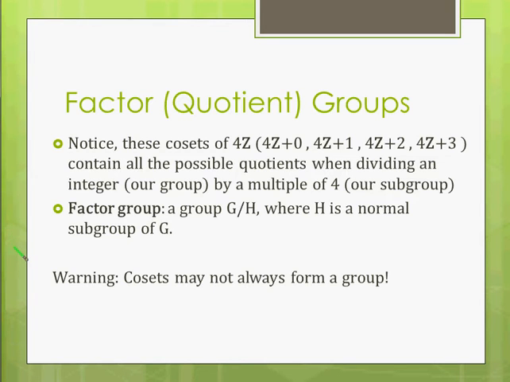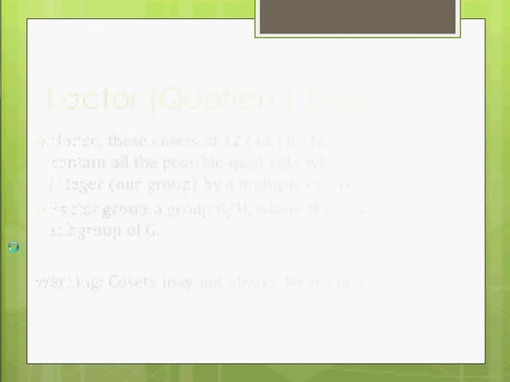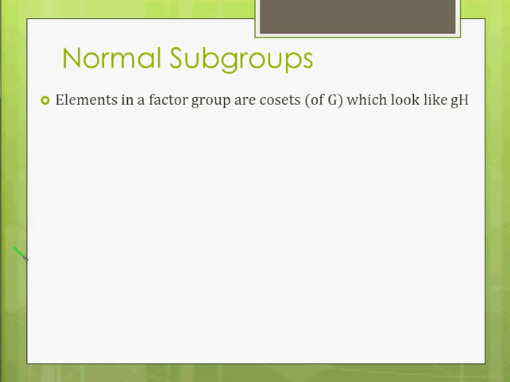Just as a heads up, cosets may not always form a group. Just because they're cosets doesn't mean they form a group. They've got to be normal. Cosets have to be normal. Okay, so here we go. This is what normal subgroups are.